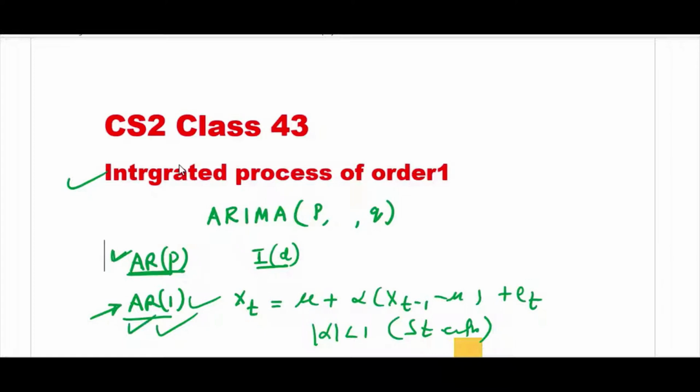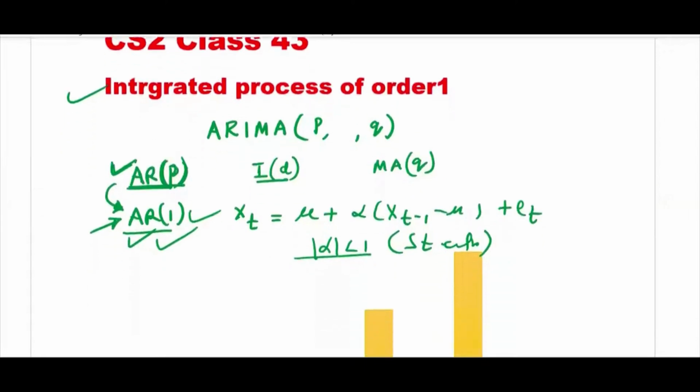And then we have Q, MAQ, moving average process of order Q. We'll go to this one. Auto-regressive, you are familiar from regression. So this is what we are doing now. We have completed last time about AR1. AR1 is stationary when mod alpha is less than 1.